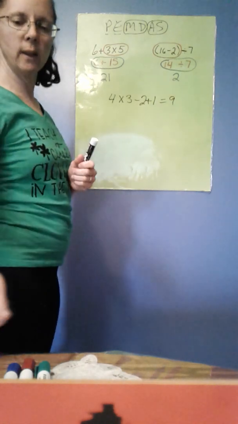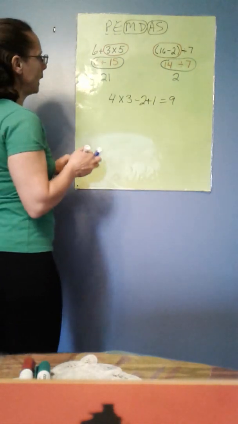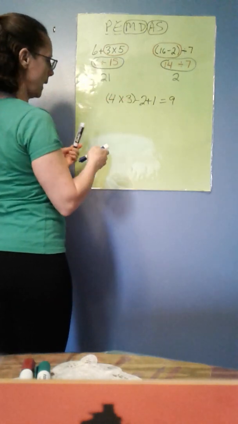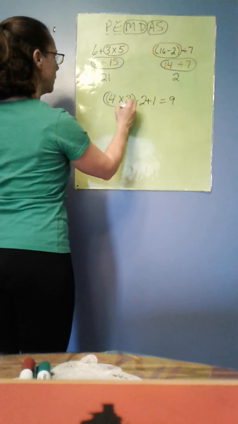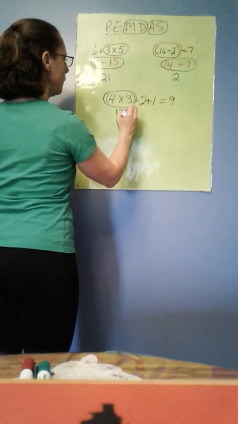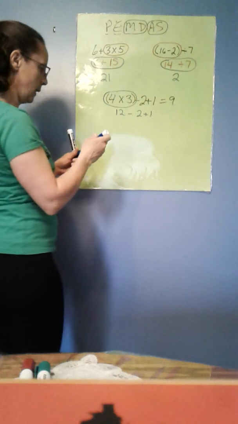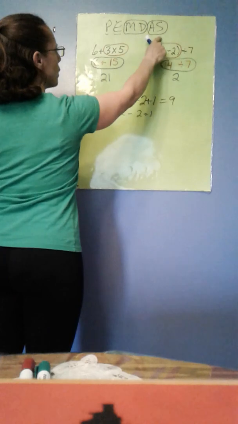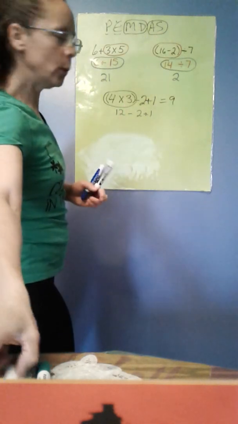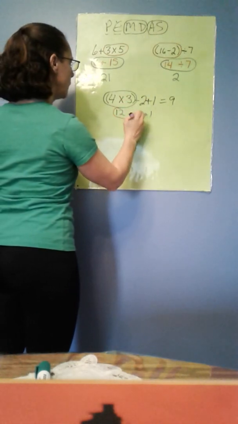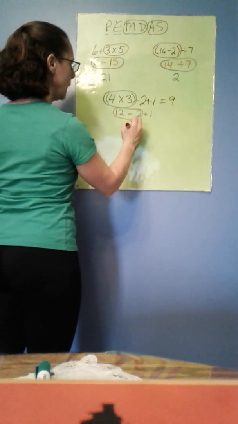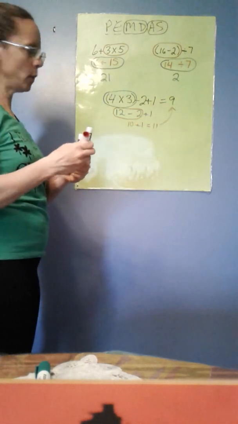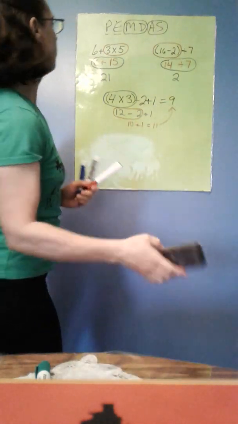So if we start with putting the brackets around 4 times 3, and we do that as our first step, 4 times 3 is 12. Subtract 2 plus 1. Then when we have subtraction and addition both, adding and subtracting, remember, are partners, we would do the first one. 12 subtract 2, which is 10, plus 1 equals 11. We want an answer of 9, so we know we put the brackets in the wrong spot. We did the wrong step first.